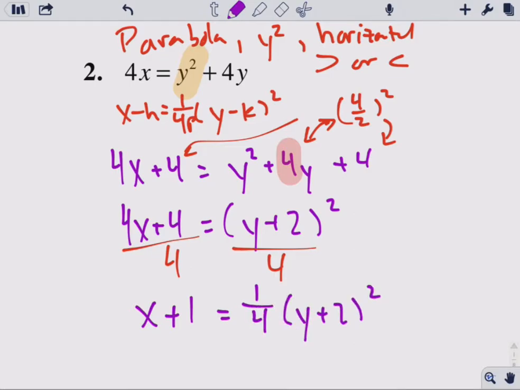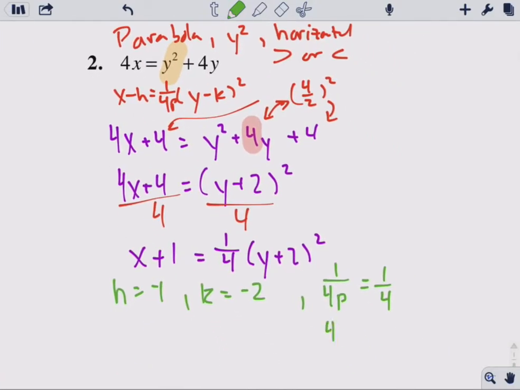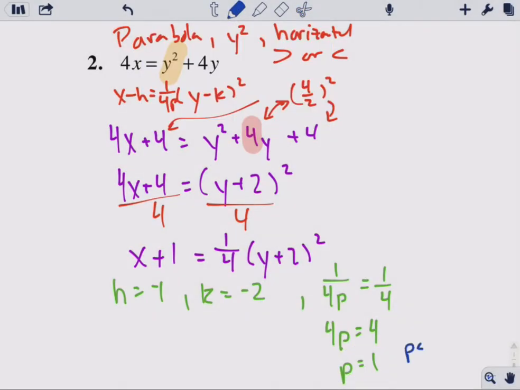Okay, so now we match it up. What's h? What's k? h is negative 1. k is negative 2. And I know 1 over 4p is equal to 1 over 4. So let's solve that out. That gives me 4p is equal to 4, or p is equal to 1. Okay, so this piece right here. p is positive. Okay, so if it's positive, we're going to open to the right.